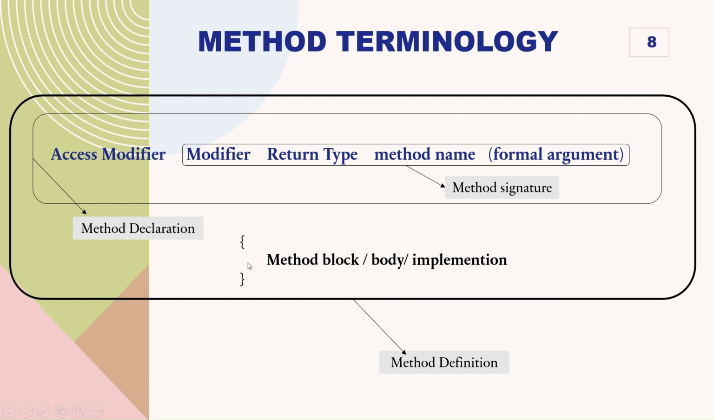Also, we have a method block, that is the method body or implementation. You can write anything in this block, and that is called the method block. All of this together is considered a method definition. This is the technical terminology. I thought you have to understand this also, so that's why I explained it as well.